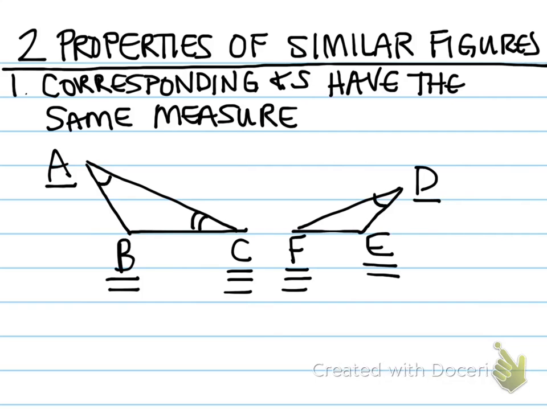Likewise, C has the same measure as angle F, and last but not least, angle B has the same measure as angle E. Knowing this, I could say that if angle C is 65, how big is angle F? Also has to be 65. Angle B is 100, angle E is 100, and so forth and so on. So that is our first property of similar figures.